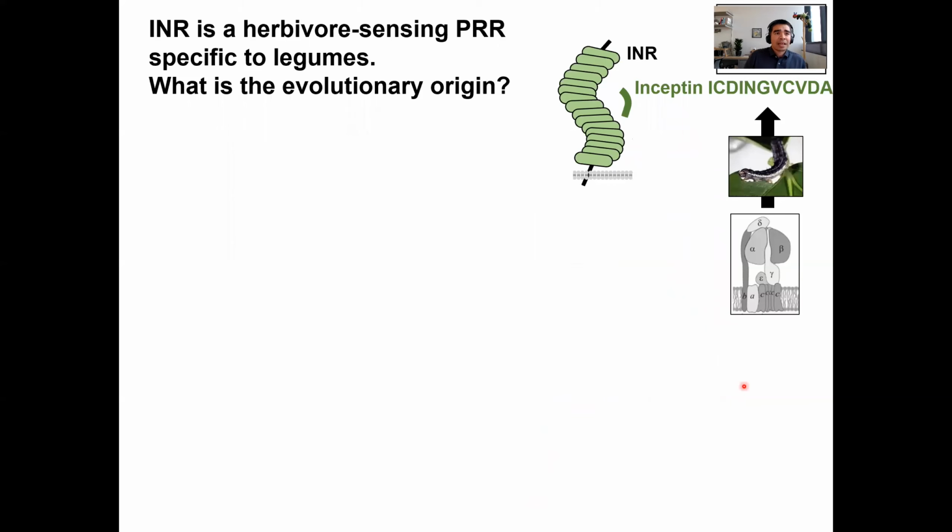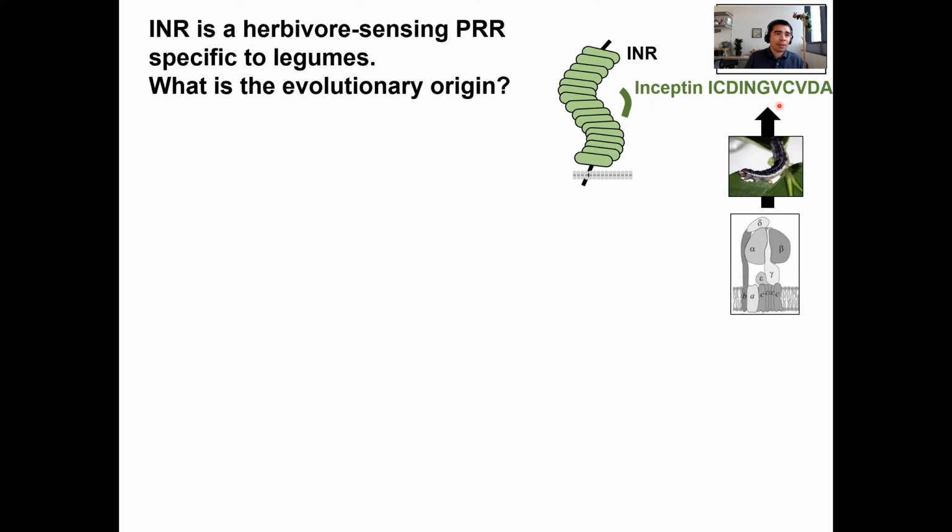We have a family-specific PRR in my lab that we study, and it's called the Inceptin receptor. It detects an 11 amino acid peptide fragment in the oral secretions of chewing herbivores that's derived from degradation of a host ATP synthase, which gets regurgitated back onto the plant and detected by the plant immune system.